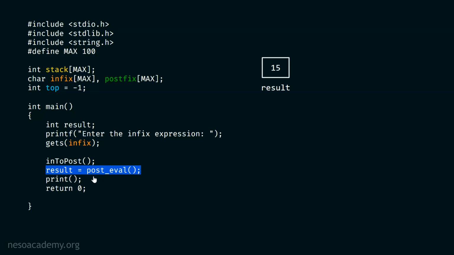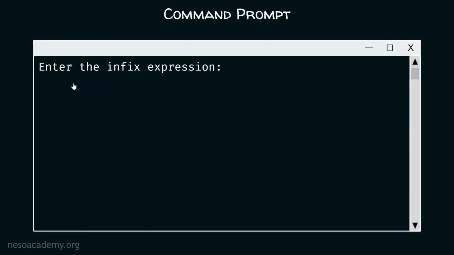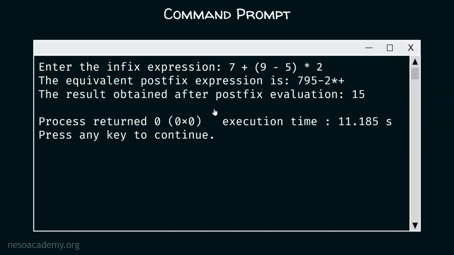Now the next step is, of course, to print this result onto the screen. As you can see over here, I'm printing this onto the screen. First, I'm printing this message: the result obtained after postfix evaluation is result. Let's say the user has entered this infix expression: 7 plus 9 minus 5 into 2. Then eventually he or she would be able to see these messages. The equivalent postfix expression is 795 minus 2 star plus. The result obtained after postfix evaluation is 15. I hope the whole idea is clear to you.